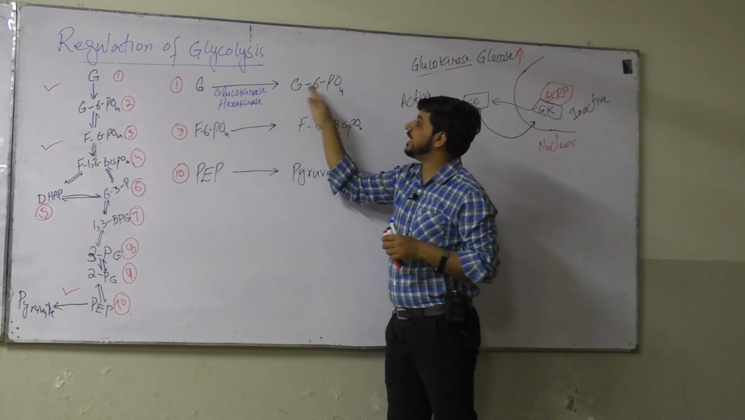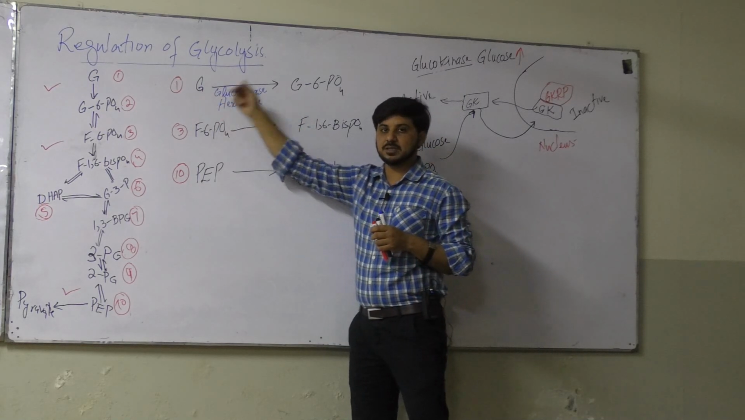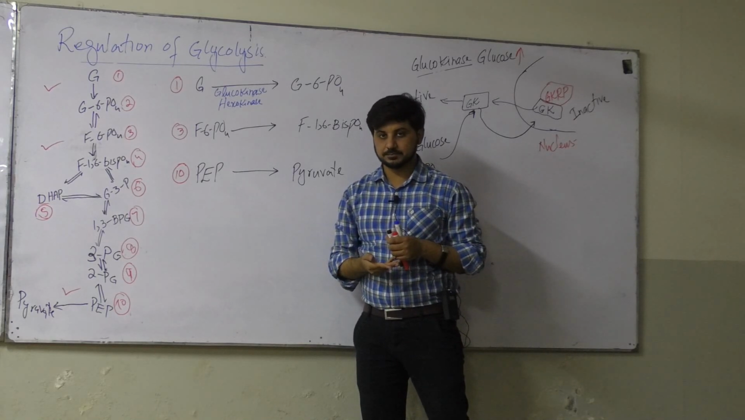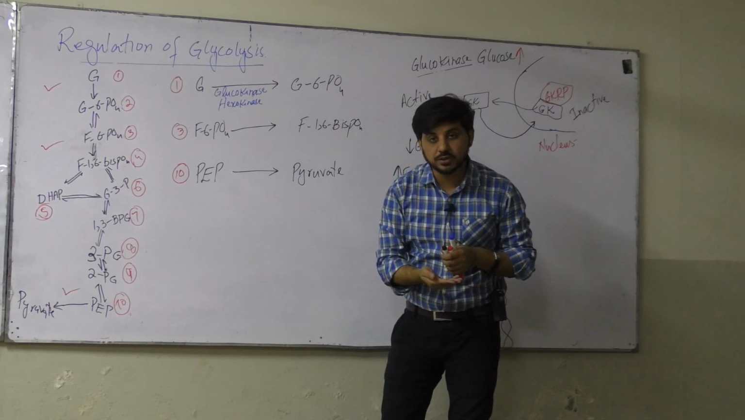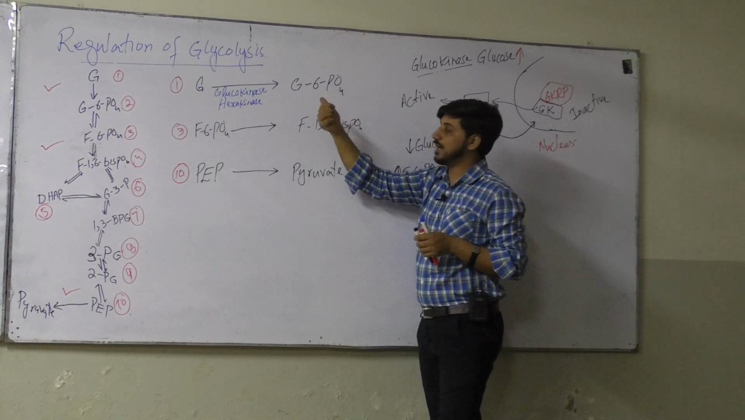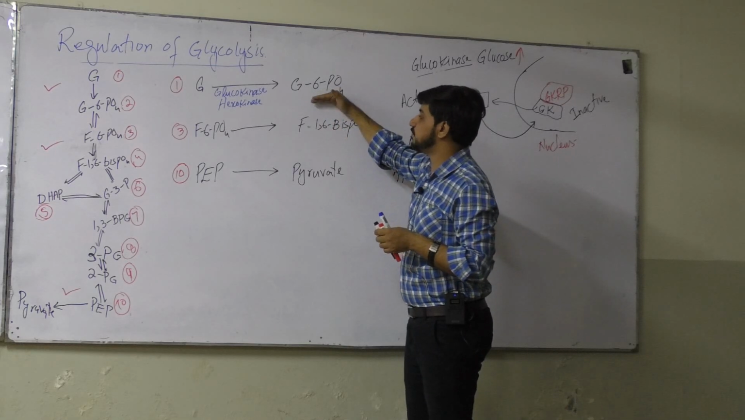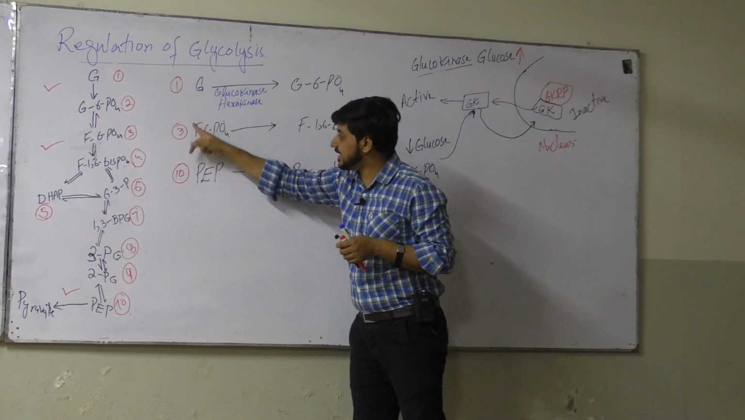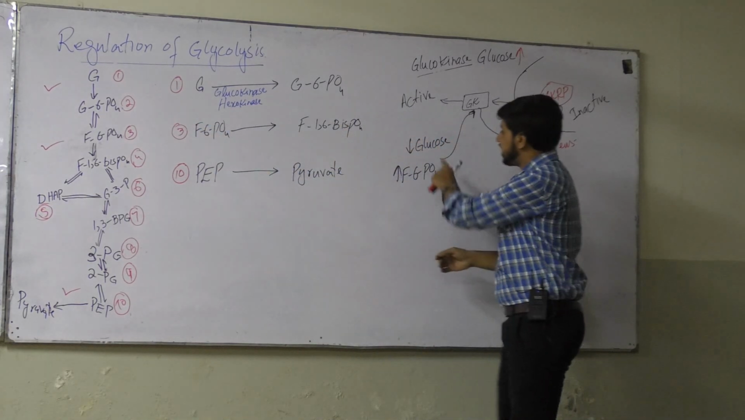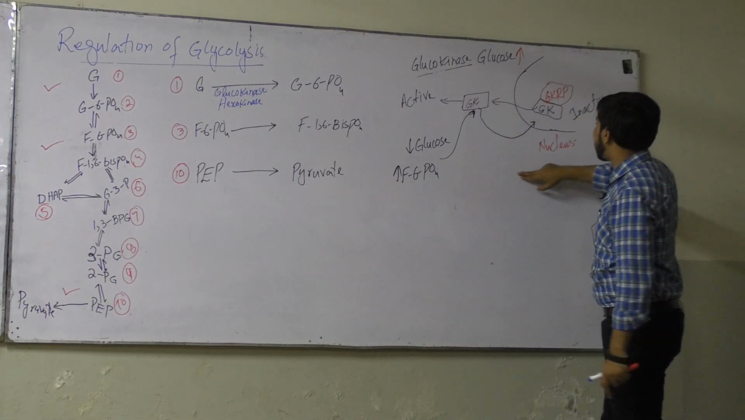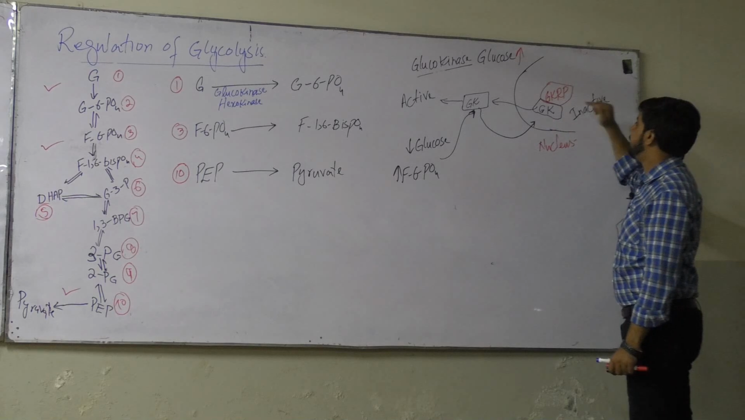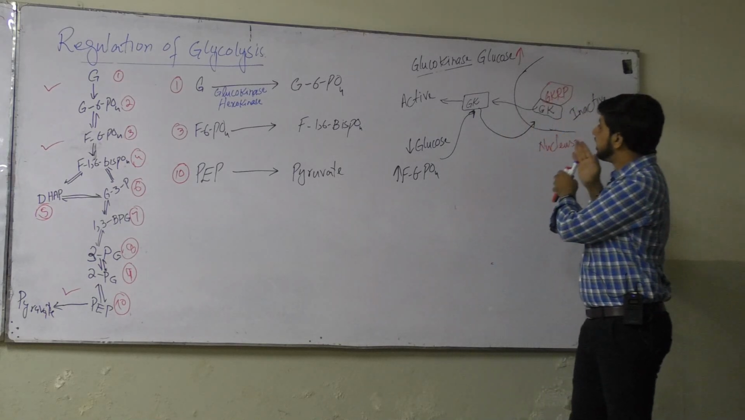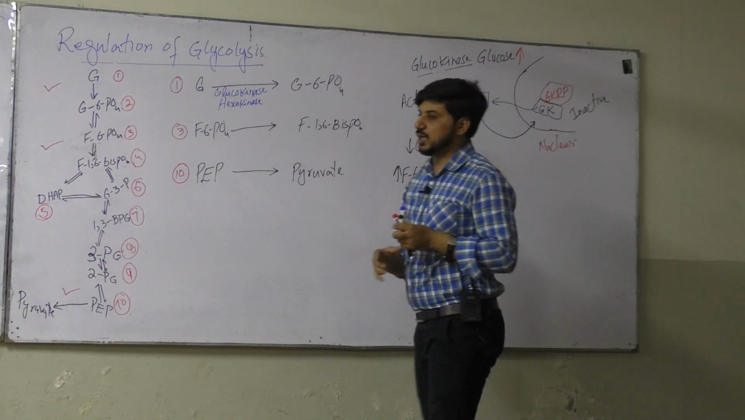These levels are changed by the increased phosphorylation of this glucose. When this glucokinase becomes active, it will phosphorylate more and more glucose. And when it is phosphorylating more and more glucose, it means we are having more glucose 6-phosphate, which is being converted into more fructose 6-phosphate. So as a result of the increased level of fructose 6-phosphate or decreased level of glucose, this glucokinase will go back to the nucleus, and again it will bind with the glucokinase regulatory protein. So this is the first regulatory step of glycolysis.